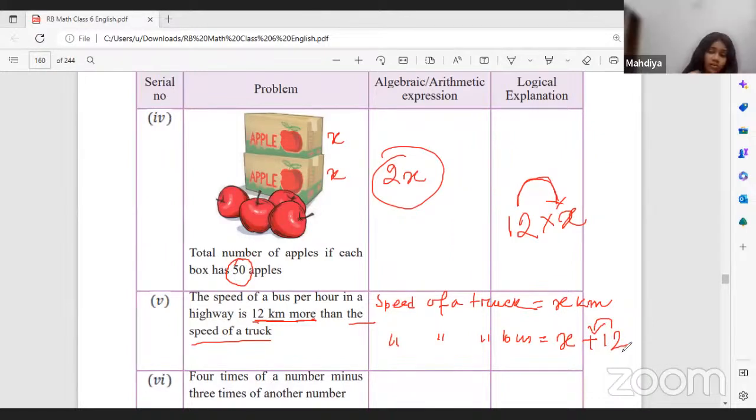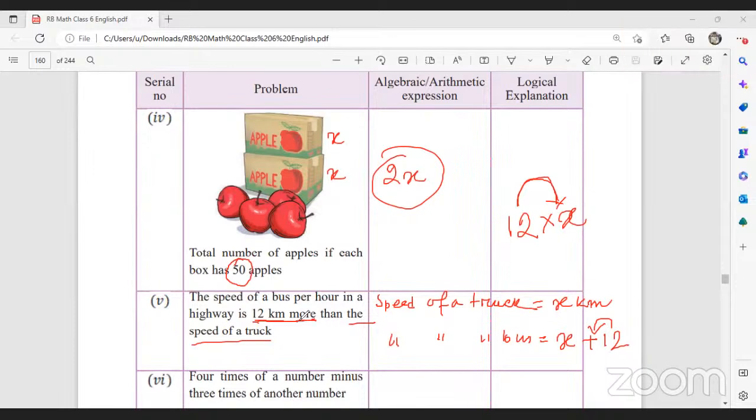Positive, sir. That's why we write down x plus 12. Do you understand? Yes, sir. And "more than" doesn't mean 12 times. If you write 12x when you have "more than", it would mean 12 times, right? It is not more. More means x plus 12.